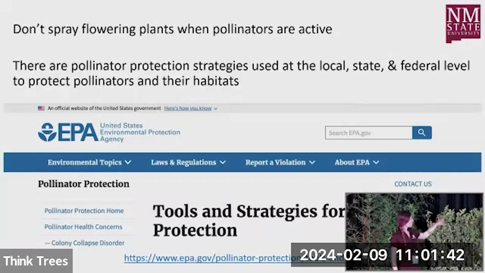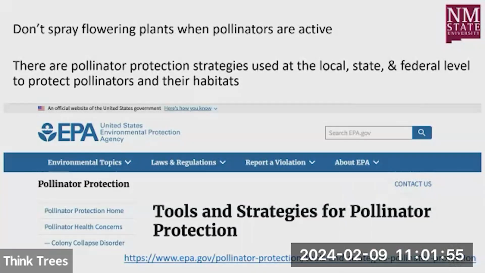And there are these pollinator protection strategies that are used at local, state, and nationwide level to help protect pollinators and their habitats. So if you want to know more about that, there is this website. If you just Google tools and strategies of pollinator protection, this pops up right here. But here's that link. If you want to know more about that for each area and plants and things like that, you can find it on there.